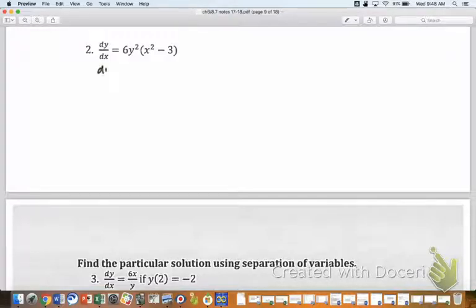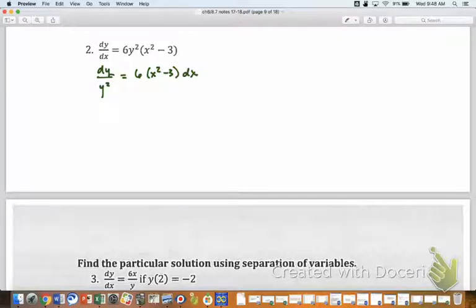So I would write this as dy over y squared is equal to 6 times x cubed minus 3 dx. Again, this is an opportunity to drive the point home. Make sure you separate the variables correctly. Don't leave the dx off. Be super careful. It's not that difficult, but it's difficult enough that if you're mentally in neutral, you could mess it up. So take your time, do it right.